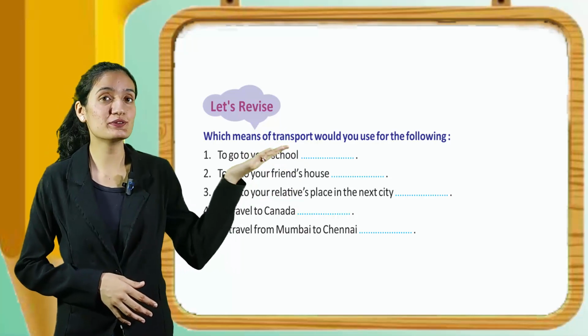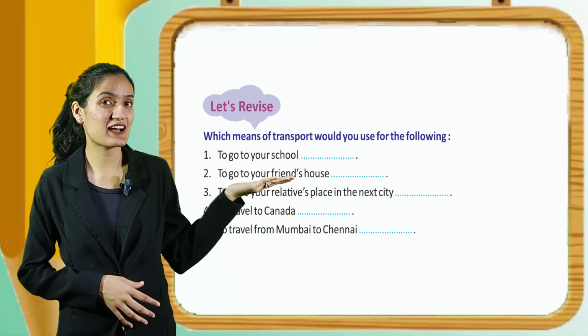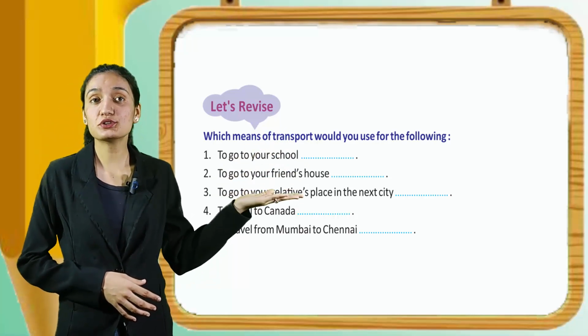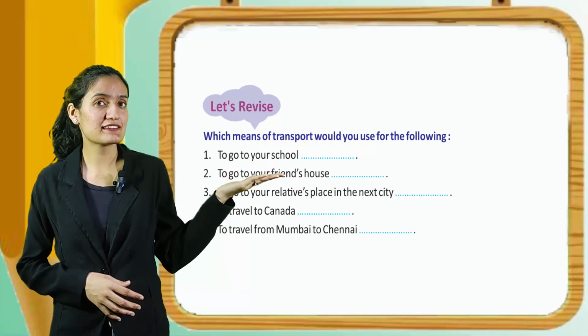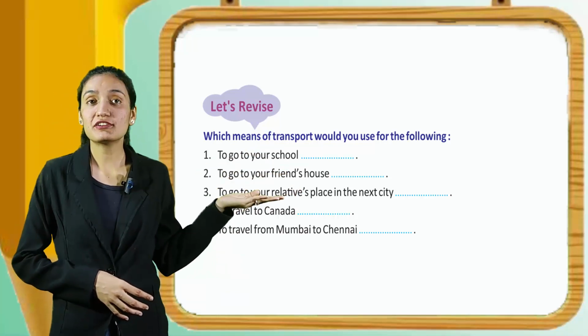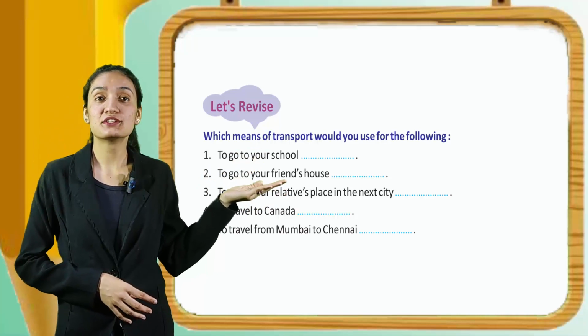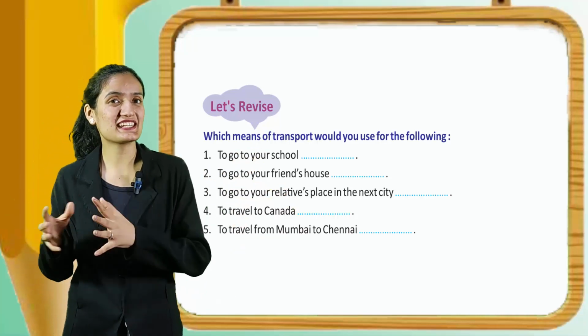First, to go to your school. Second, to go to your friend's house. Third, to go to your relative's place in the next city. Fourth, to travel to Canada. Fifth, to travel from Mumbai to Chennai.